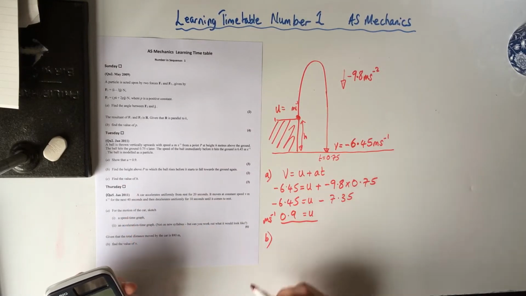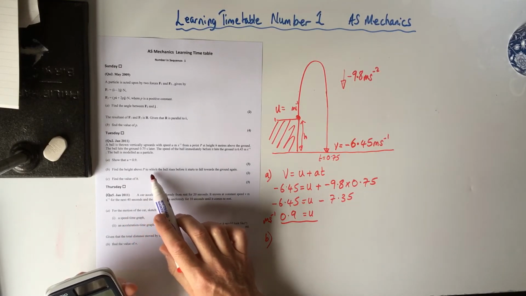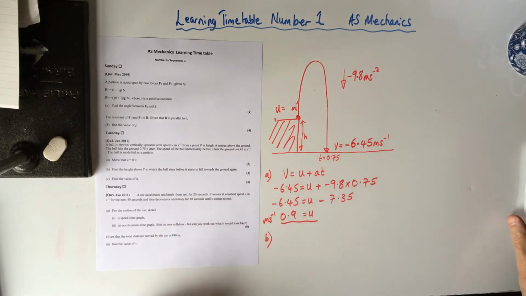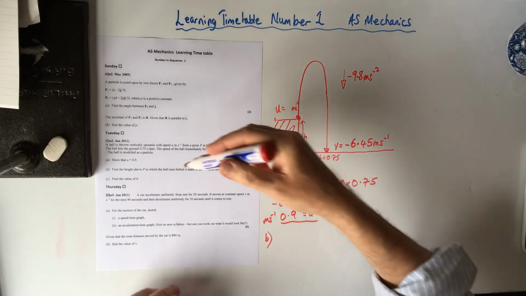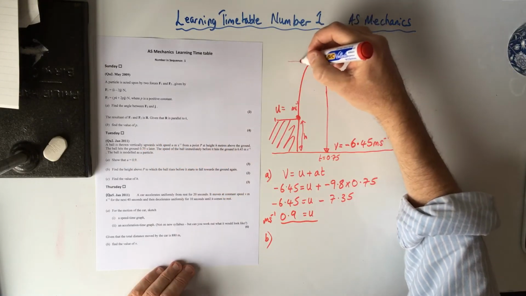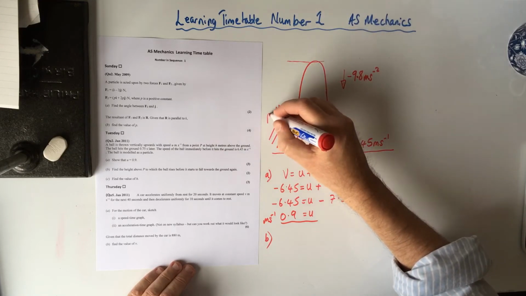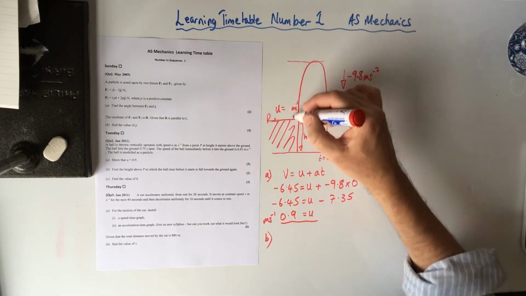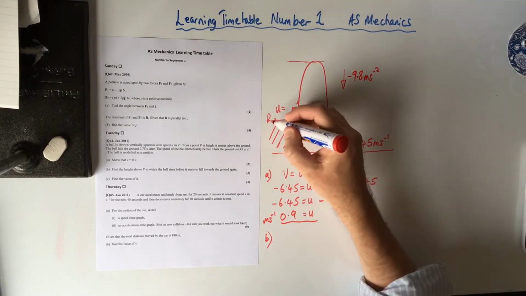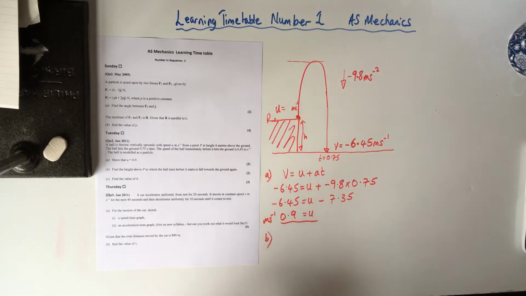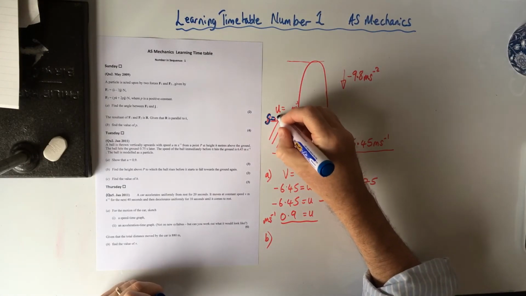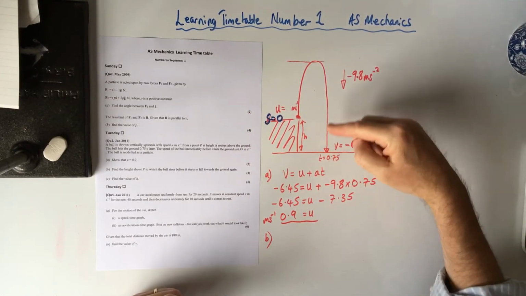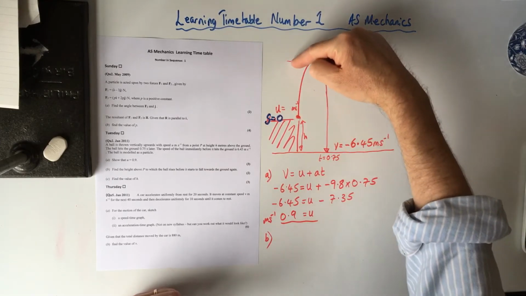B, the height above P to which the ball rises before... you always get this in every exam question. So it wants the height above P. P is the height of this tabletop or cliff top or whatever. So it wants this height here. So we're going to say at this point, s equals 0. Displacement is 0, that's the starting point. So this point down here is minus, and we want this positive value up here.